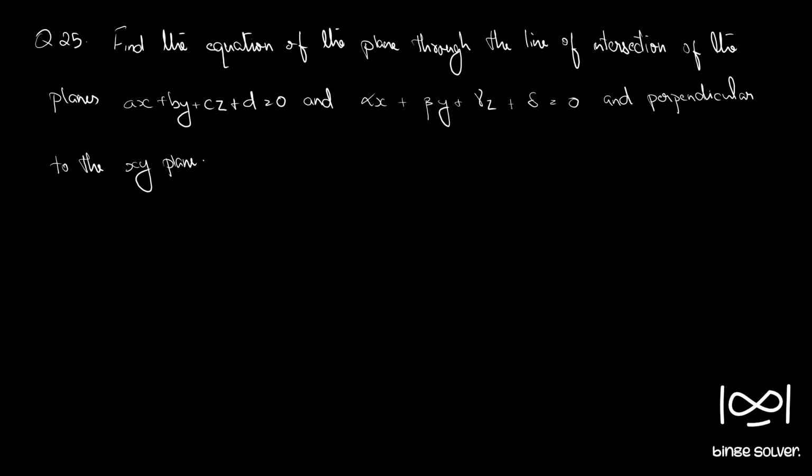Question number 25. Find the equation of the plane through the line of intersection of the planes ax + by + cz + d = 0 and alpha x + beta y + gamma z + delta = 0 and perpendicular to the xy plane.